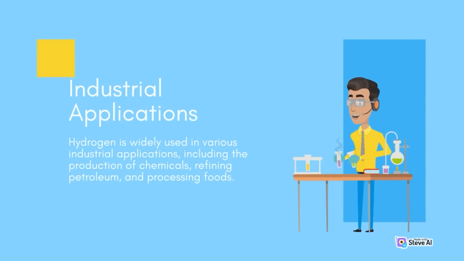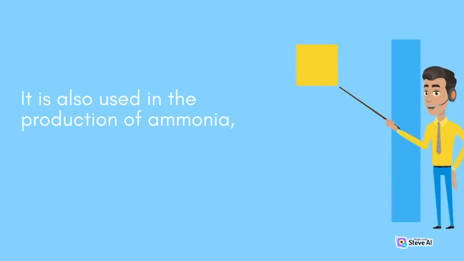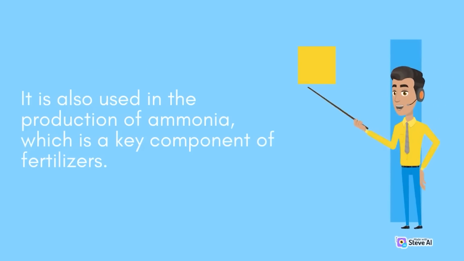Industrial applications. Hydrogen is widely used in various industrial applications, including the production of chemicals, refining petroleum, and processing foods. It is also used in the production of ammonia, which is a key component of fertilizers.